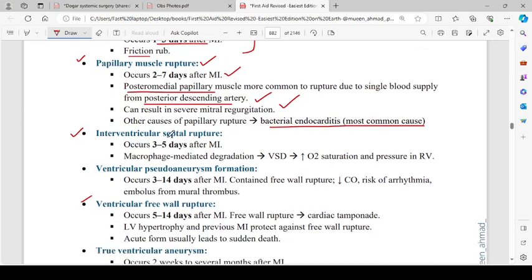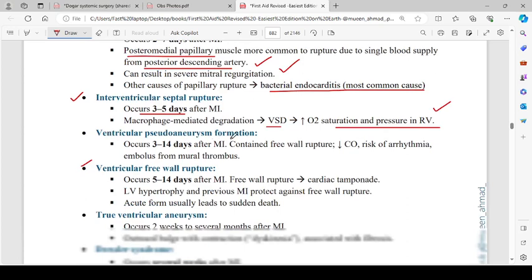Interventricular septal rupture can also happen in the 3 to 5 days window after MI, and it is basically due to macrophage-mediated degradation of the tissue. That will lead to ventricular septal defect, increased oxygen saturation and pressure in the right ventricle. Then ventricular pseudoaneurysm formation occurs 3 to 14 days after the MI. Pseudoaneurysm means that there is ballooning out, like the infarcted cardiac tissue is ballooning outwards.